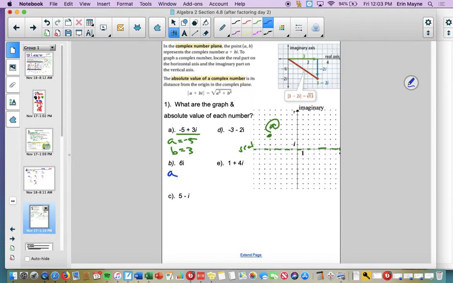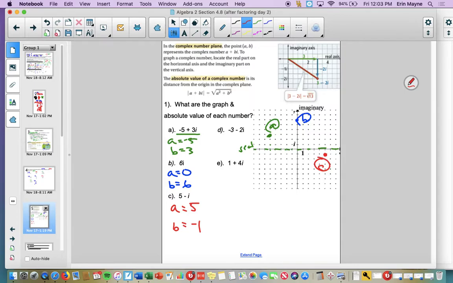Here we go. This real part is 0. Our imaginary part is 6. This is the ordered pair 0, 6. 1, 2, 3, 4, 5, and 6. There's B. For 5 minus i, my real part is 5. My imaginary part is negative 1. 1, 2, 3, 4, 5, negative 1.